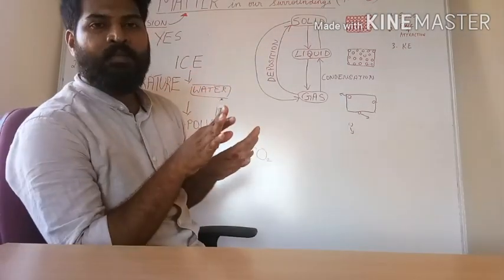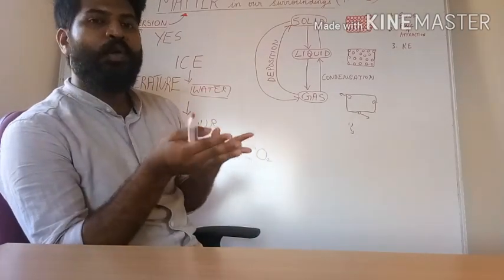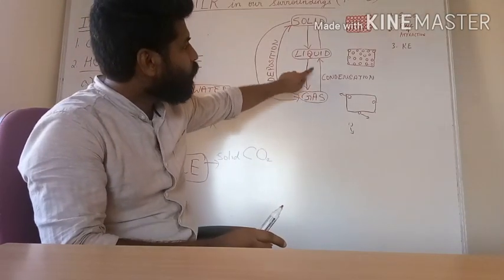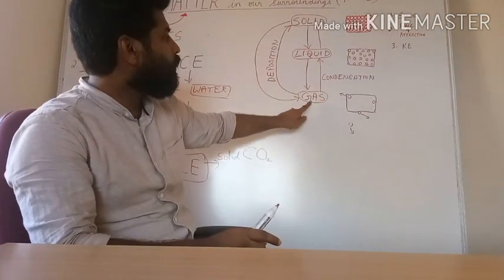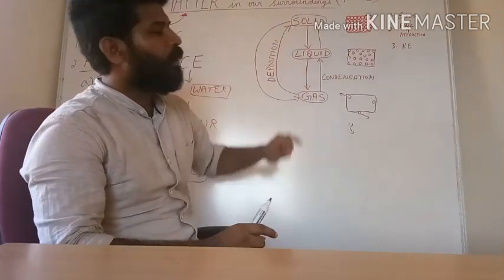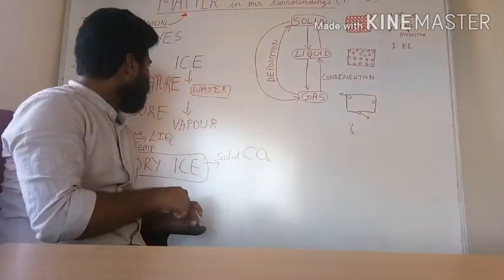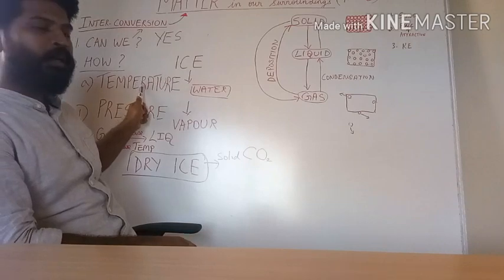So these are scientific terminologies that we use for interconversion of matter. Conversion of gas to liquid is called condensation. Gas to solid is called deposition. So now we will discuss in detail about change in temperature.